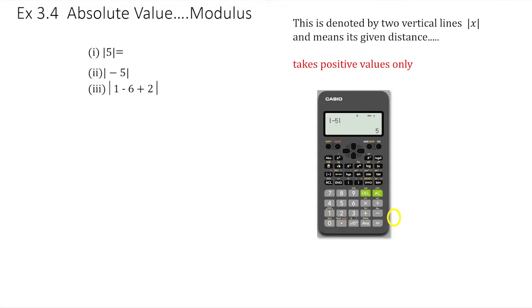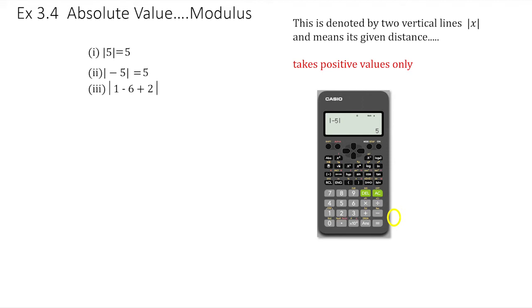Okay, so the modulus or the absolute value is denoted by these two vertical lines and it means the given distance. So basically, if you see these two lines, it means that you are only taking the positive value, the scalar form. You're only looking at the size, not the sign. So the absolute value of 5 is 5. The absolute value of minus 5, we're only taking the positive value, so this works out as 5 as well.